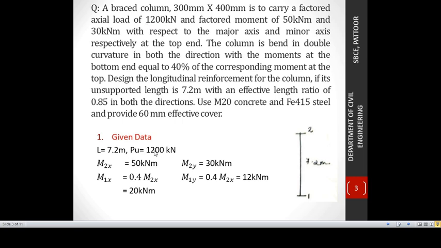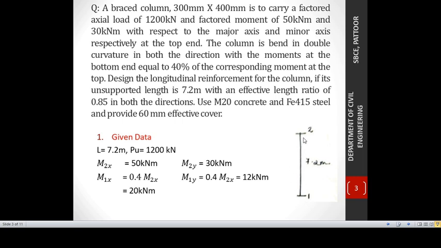So Pu is equal to 1200 kilonewton, with factored moments of 50 kilonewton meter and 30 kilonewton meter with respect to the major axis and minor axis. Both moments are acting at the top end. As I discussed in the previous PPT, our major axis is usually the x-x axis and the minor axis is the y-y axis. In this particular question, the moments are given at the top end of the column.